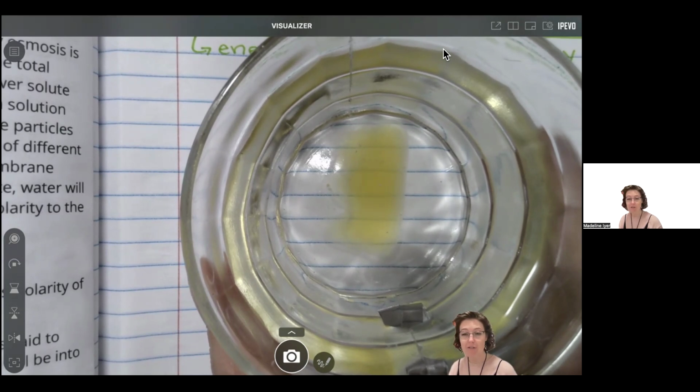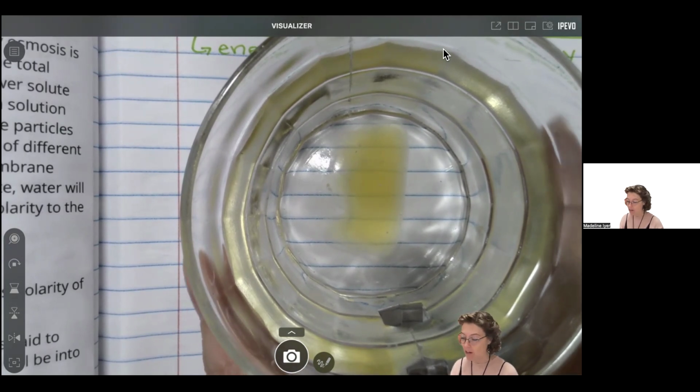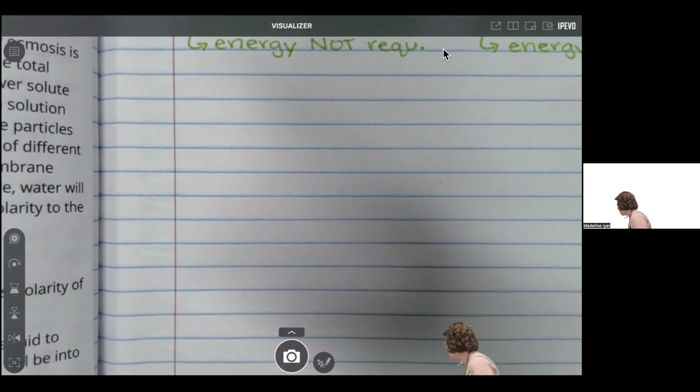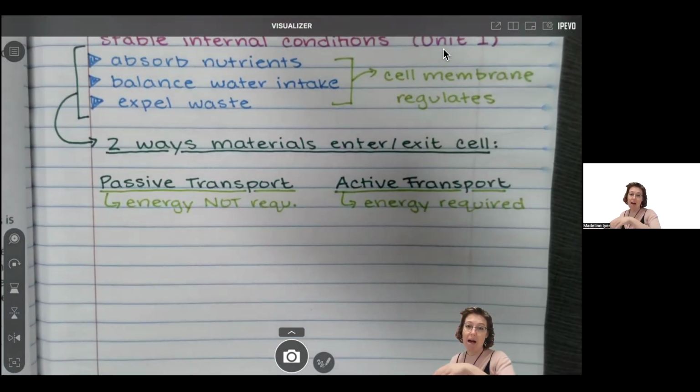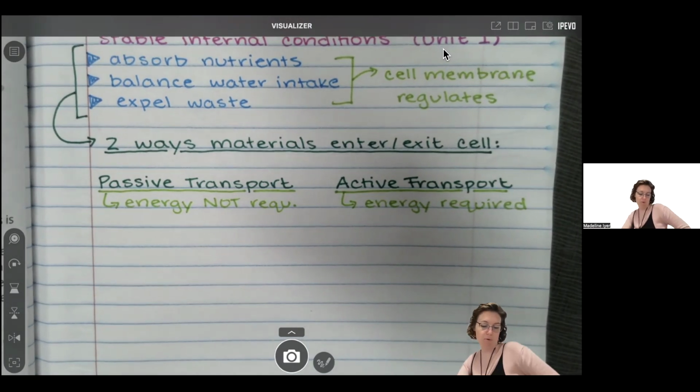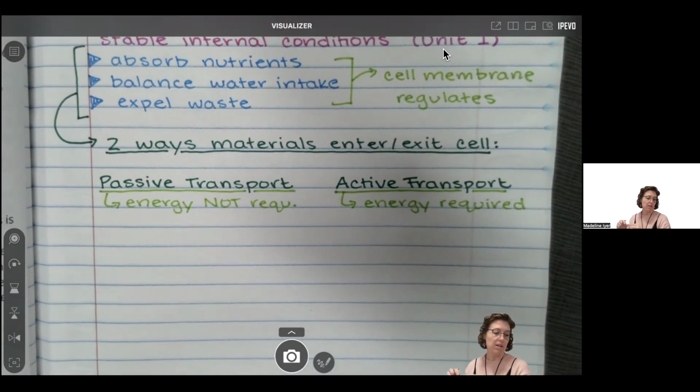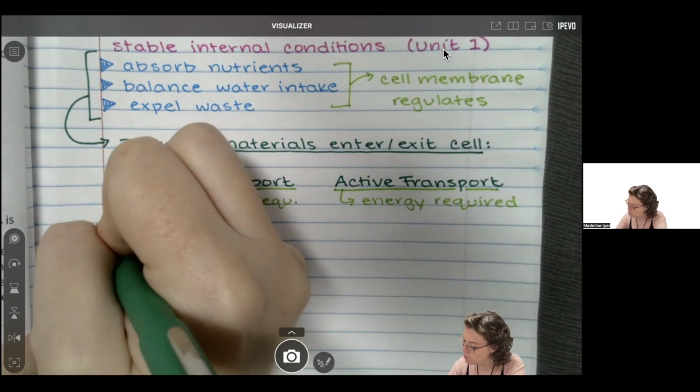What do you think? Was it passive or active? Well, did we have to add any energy? This gummy bear's not alive, so he can't supply any energy. This is actually an example of passive transport. Passive transport works because materials are always moving from an area of high concentration to an area of low concentration. So let's draw what that looks like real quick.